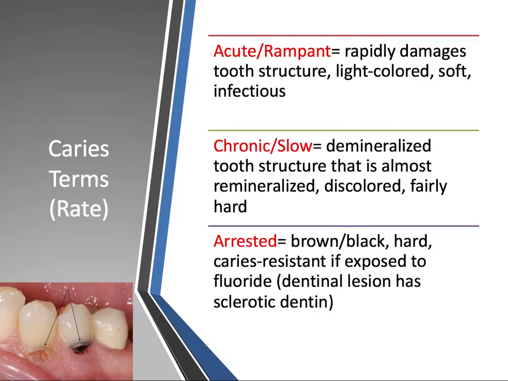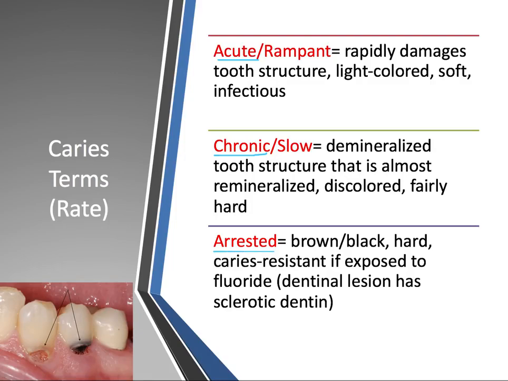Let's finish this off with caries terms that have to do with the rate of the decay progression. So we have up here acute or rampant caries. This is where you get rapid damage to the tooth structure. It's lightly colored, it feels soft, and it's infectious. In contrast, chronic or slow caries means we have demineralized tooth structure that's almost remineralized. It's discolored, it's fairly hard, it's progressing at a slower rate. That tug of war is not so one-sided like it was with acute. It's a little bit more balanced. We're getting a little bit more remineralization to help fight off that progression.